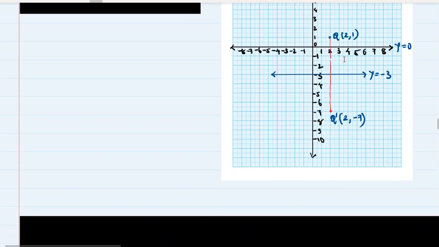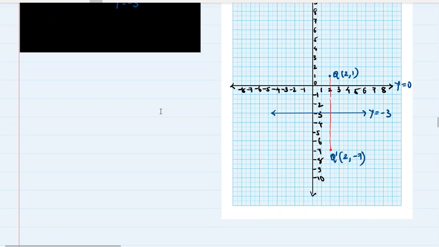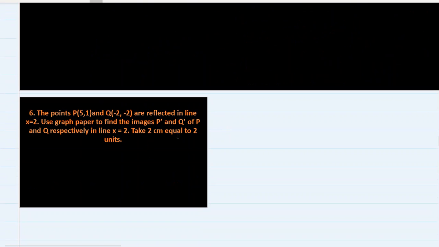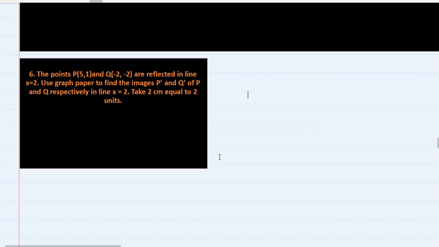So same thing, you have to get this kind of Cartesian plane, and you have to change the scale. What they are saying is 2 centimeters equal to 2 units. Here we have taken 1 centimeter equal to 1 unit, which is the same as 2 centimeters equal to 2 units, so you don't have to make any change in the scale. It is the same thing, just given to confuse you. Then you have to plot the points and find the reflection in x = 2, which is a vertical line.